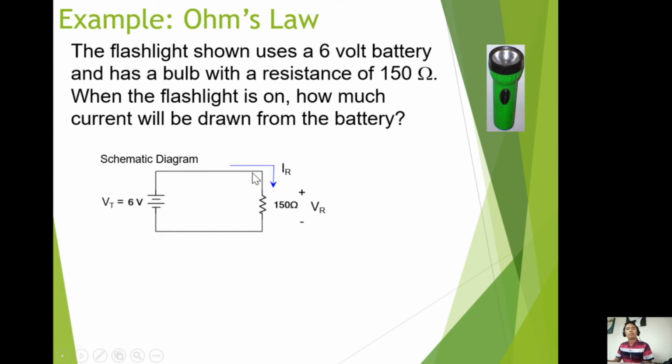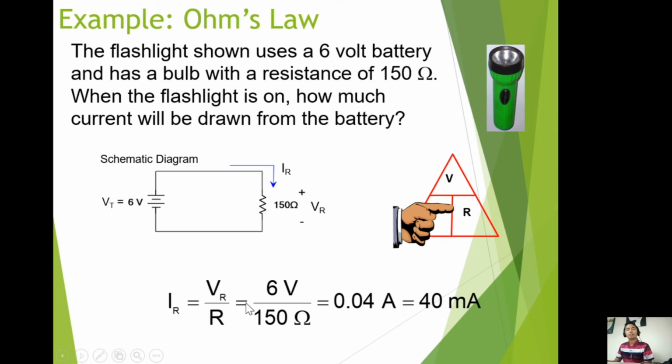Since there is only one load in the circuit, you can say that IR is equal to the total resistance of the circuit. As you can see here, plus minus, that is the voltage drop across the load. Since I is unknown, cover I, so V over R.